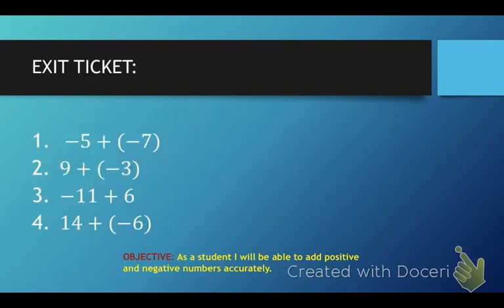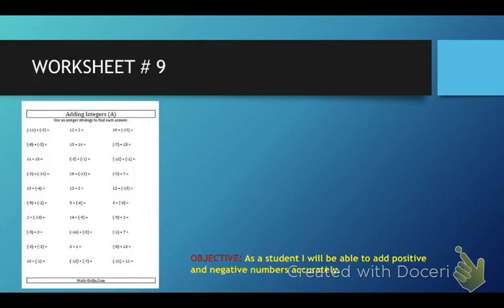All right, your exit ticket is now. You need to complete these 4. We're looking for 100%. Remember, that was our goal from the video. All right, when you're done with those 4, go ahead, put them on your graphic organizer, show it to Mr. Williams, get yourself a score, and finally, then you will do worksheet number 9.